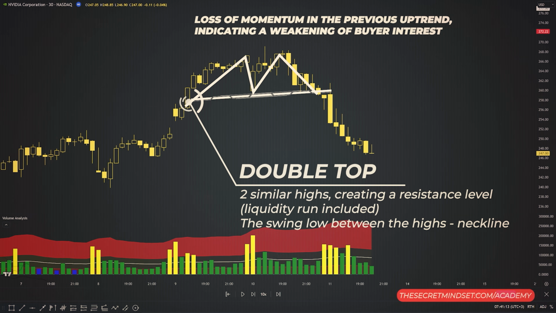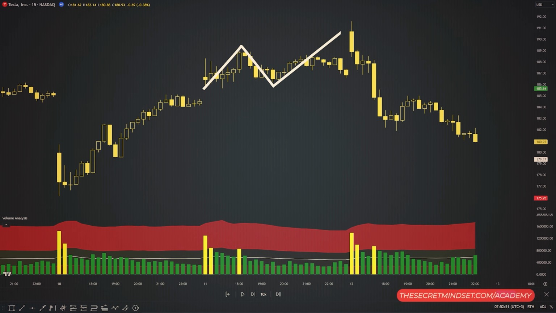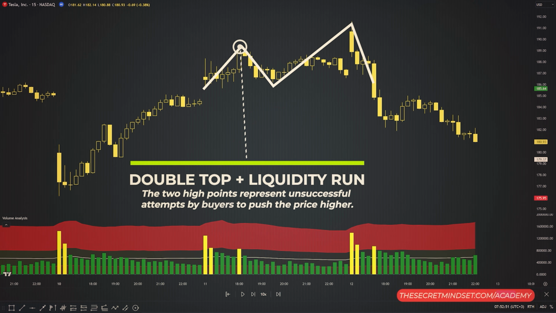This pattern suggests a loss of momentum in the previous uptrend, indicating a weakening of buyer interest. Basically, the two high points represent unsuccessful attempts by buyers to push the price higher. When the price falls below this neckline, it confirms the double top pattern.